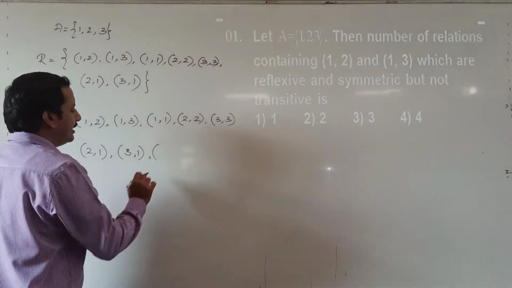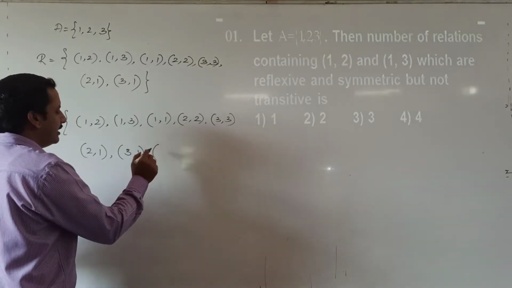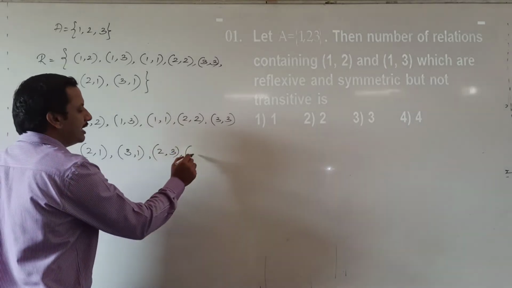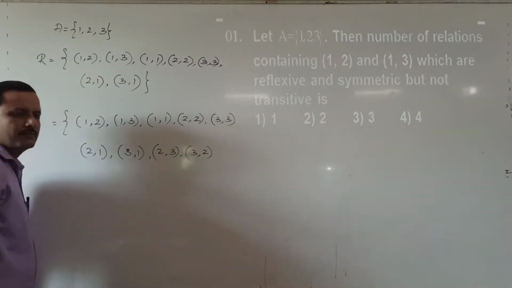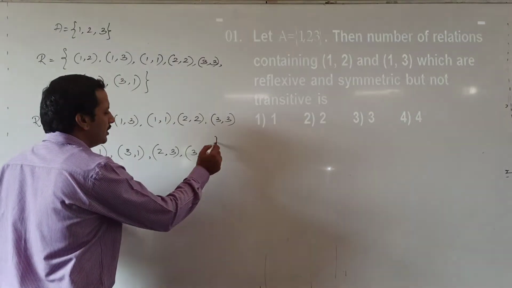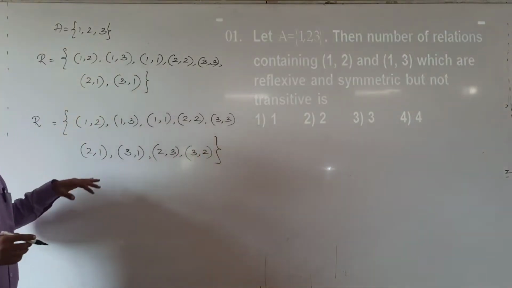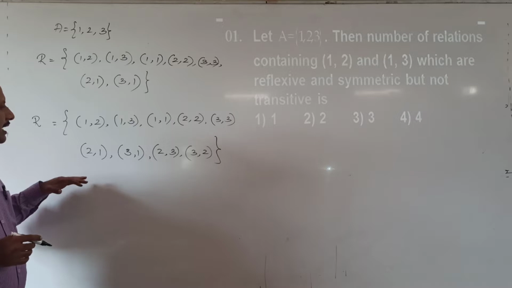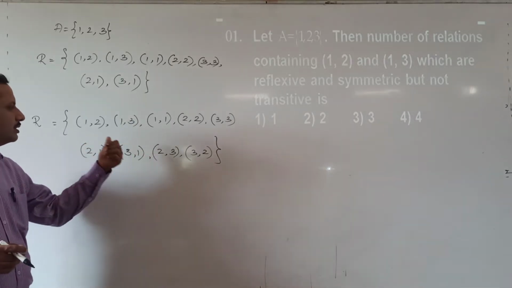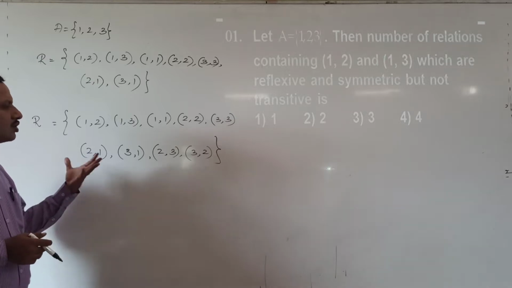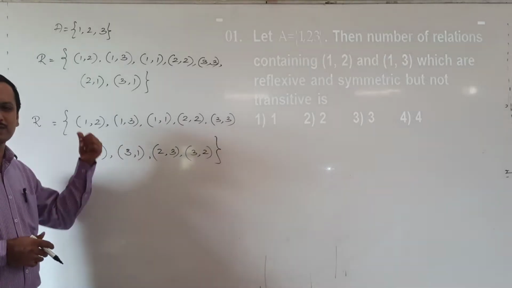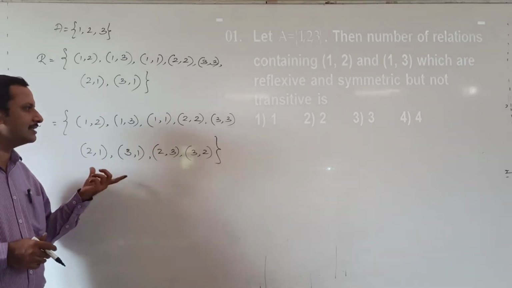So, if I write, let us say, (2, 3), then since it is symmetric, I have to write (3, 2) also. Okay? Now, just check. This is reflexive, symmetric, and is it transitive or not? That we want to check. (1, 2) present, (2, 3) is present, (1, 3) also present. Just observe that this relation is nothing but A cross A. A has 3 elements, so A cross A has 9 elements.